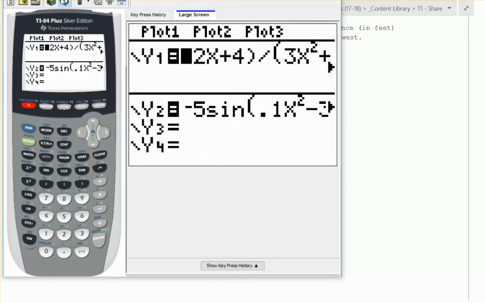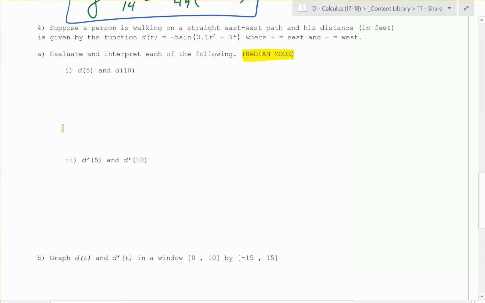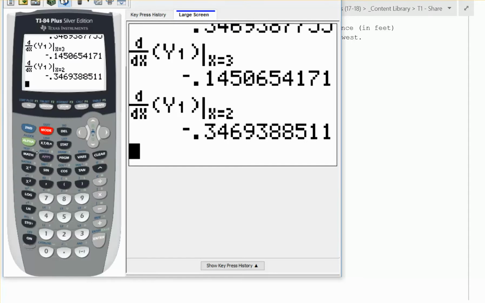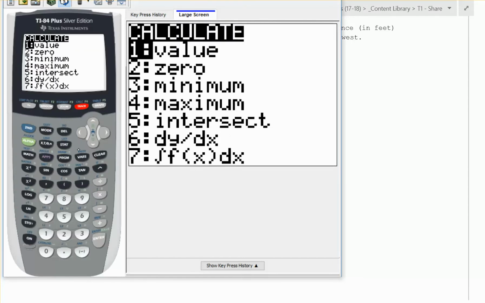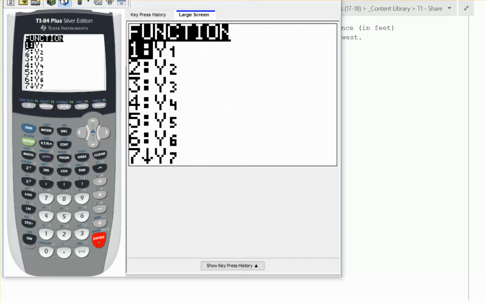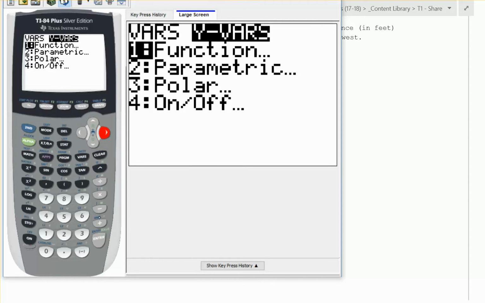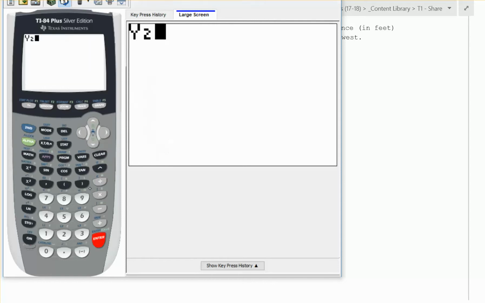So what I next have done is I've entered the function as y2, negative 5 sine 0.1 x squared in this case minus 3x. I'm going to quit out, and it's asking me to evaluate d of 5, so I'm going to do y2 of 5. I put the function as y2. So if I go back to the calculator here, second trace gets me, go back to quit, I'm going to do vars, y vars, enter, not y1, I entered it as y2, so vars, y vars, enter y2, and I'm going to do it at 5.